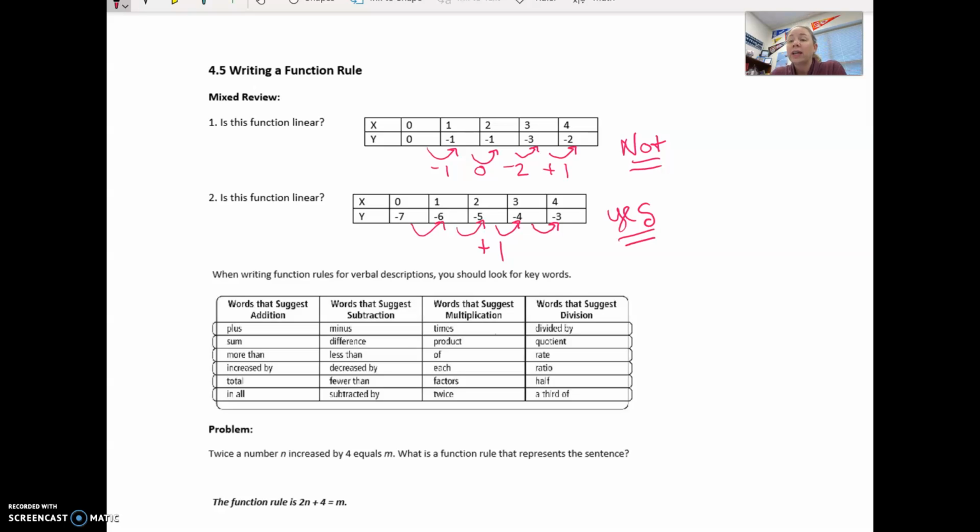And you can always check it by graphing. If you graph those points, we know that a linear function should be in a straight line. So that's another way to kind of check those patterns.